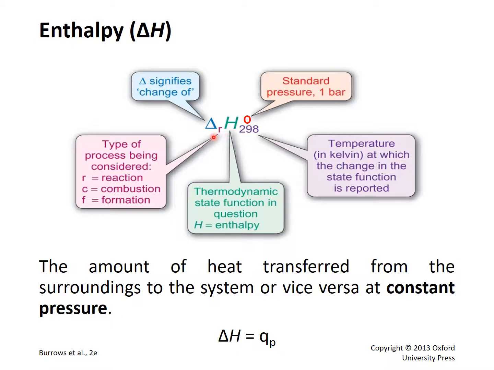As I mentioned before, capital H is the enthalpy and delta H is the change in enthalpy, where the delta sign symbolizes the change. The subscripts after the delta sign, R, C, or F, represent the type of process being considered. For example, R for reaction, C for combustion, and F for formation. The subscript after the H indicates the temperature at which the change is measured or reported. And the superscript not here, or 0, represents the standard pressure, which is 1 bar.